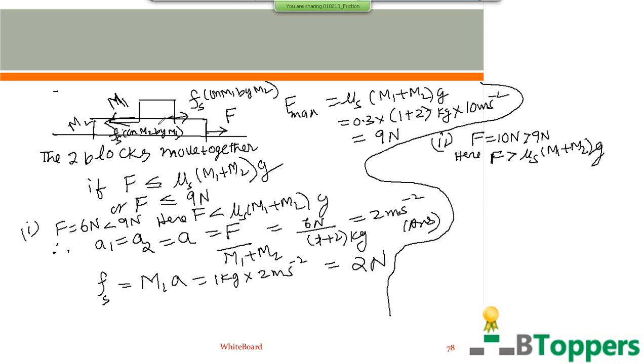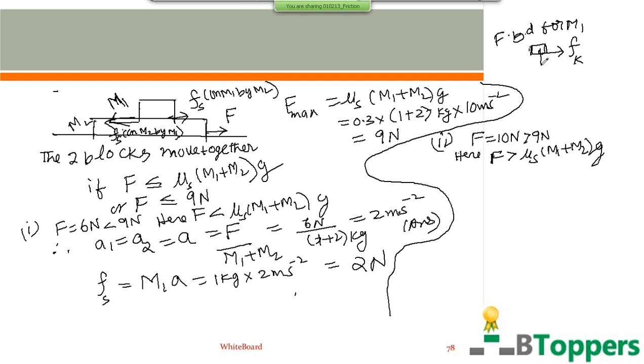Now, the direction of the kinetic friction. When F is more than 9 newtons, m2 moves towards the right relative to the upper mass m1. Therefore, the kinetic friction on m2 by m1 acts towards the left side. So if you draw a separate free body diagram for m1 showing only the forces in the horizontal direction, Fk is the magnitude of kinetic friction between the two blocks.